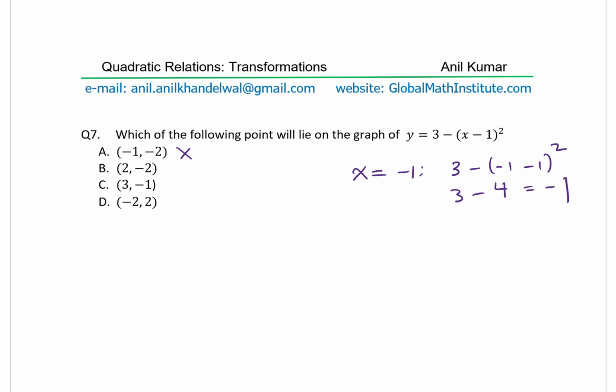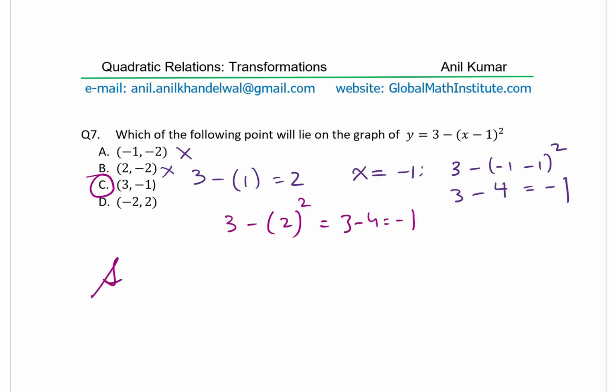Similarly, if I write 2 here, in that case, what do I get? In that case, I get 3 minus 2 minus 1 is 1. And we get +2. That is also not the right answer. Now, if I use 3, 3 minus 2 is 2. So 2 squared is 4. So I get 3 minus 4, which is -1. That seems to be the right answer. So we'll mark this up and then move forward.